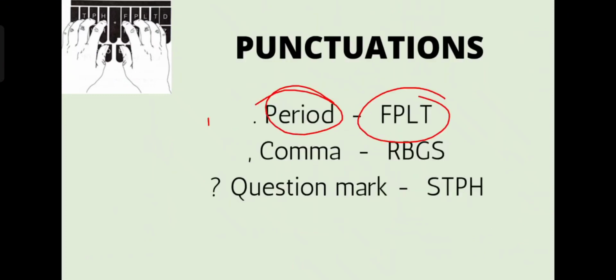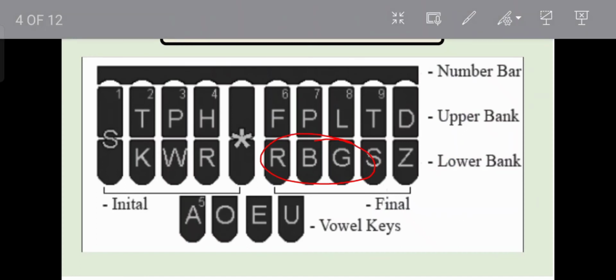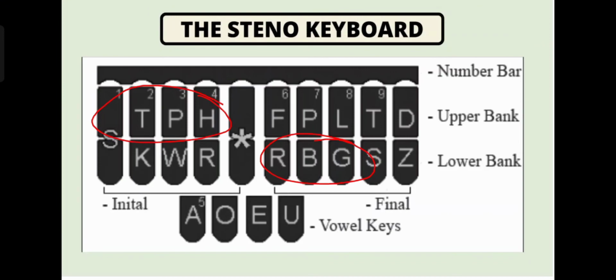And we have the question mark, which is STPH, the initial upper bank. You have to press that one simultaneously. Not on the crack, just on the upper part, because it's STPH, unless it's T, K, PW, where you have to press it on the crack because they are together. But if they are not together, then you press the upper bank only. First, you have to memorize the letters and numbers on your keyboard. It's essential.